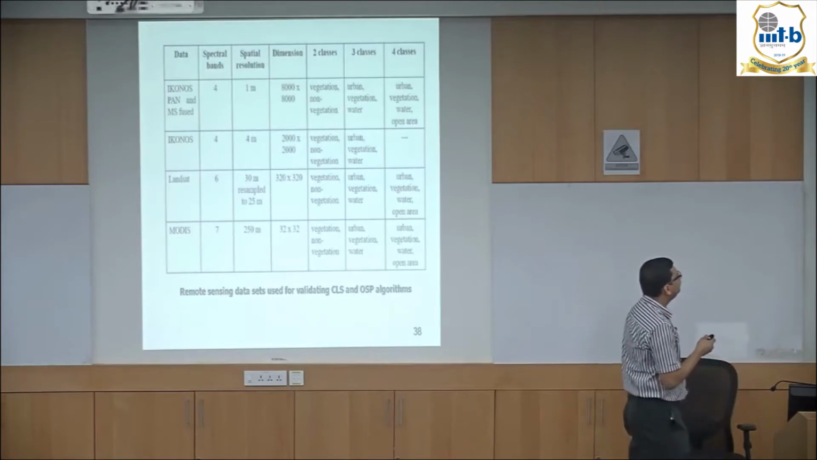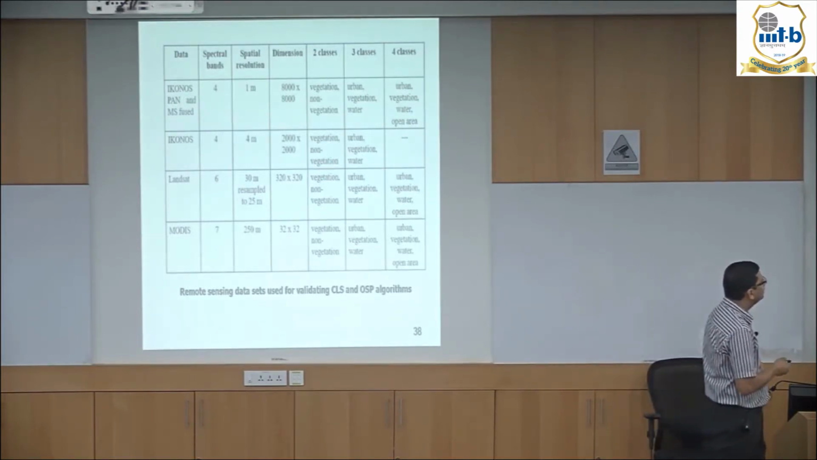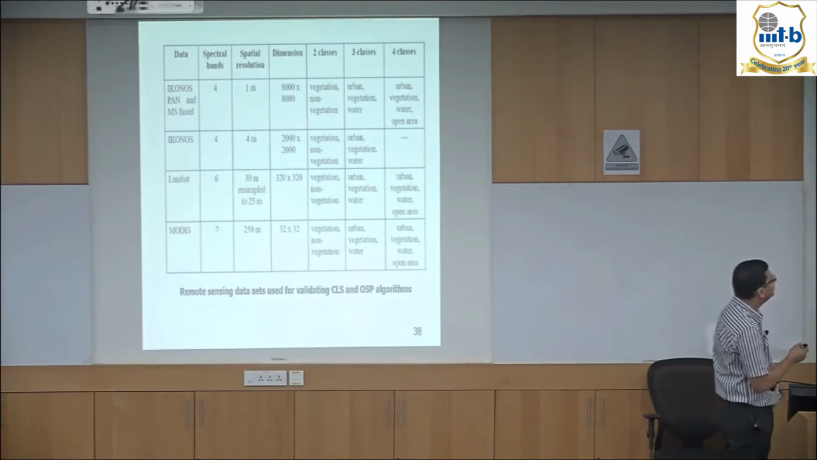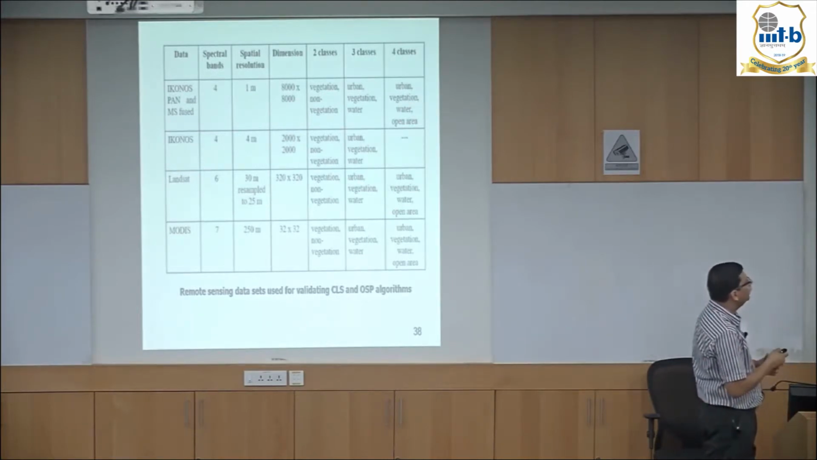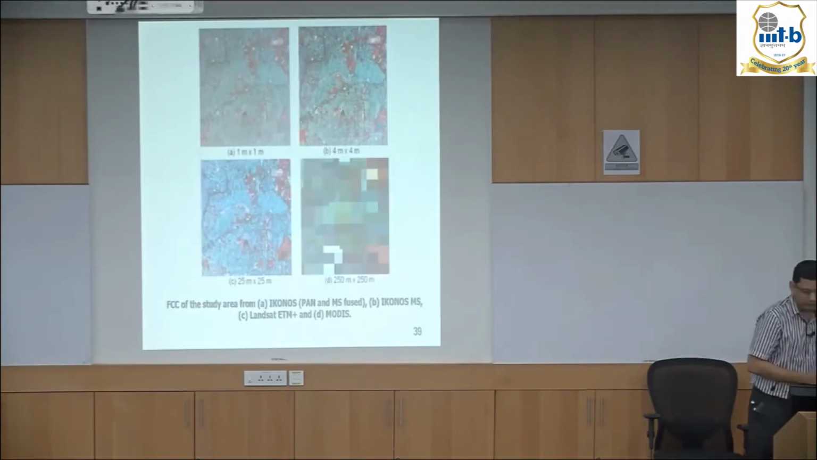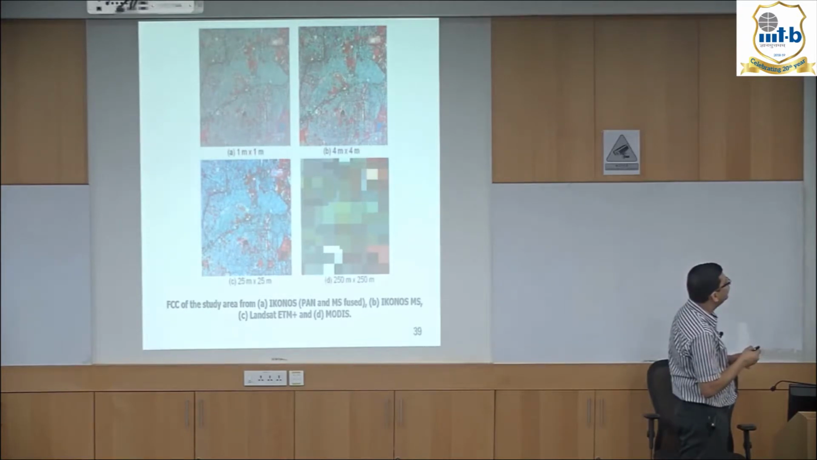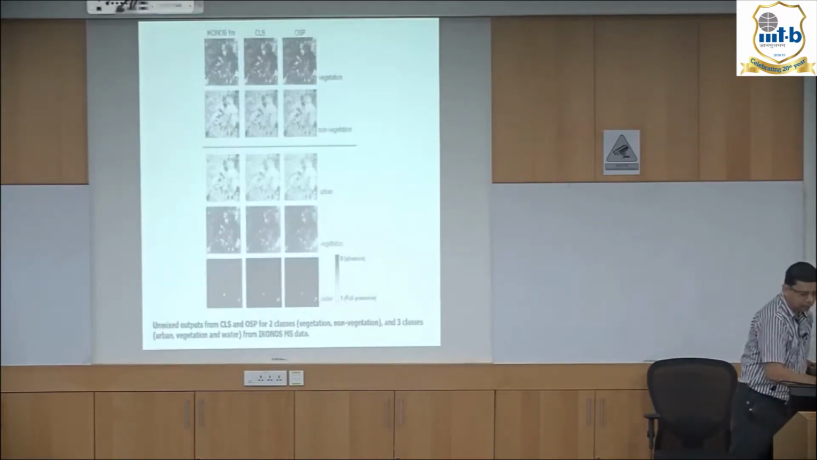Yeah. So we tried four different data sets with four different types of bands, different resolution, different dimension: 8,000, 2,000, 320, 32. We considered two-class, three-class, and four-class problems for the given scene, and then applied both the techniques. So we tested the algorithm on a small part of Bangalore city. You can see the race course here and the Ulsoor lake here at different resolutions, 1 meter, 4 meter, 25 meter, and 250 meter. And here are the corresponding results.